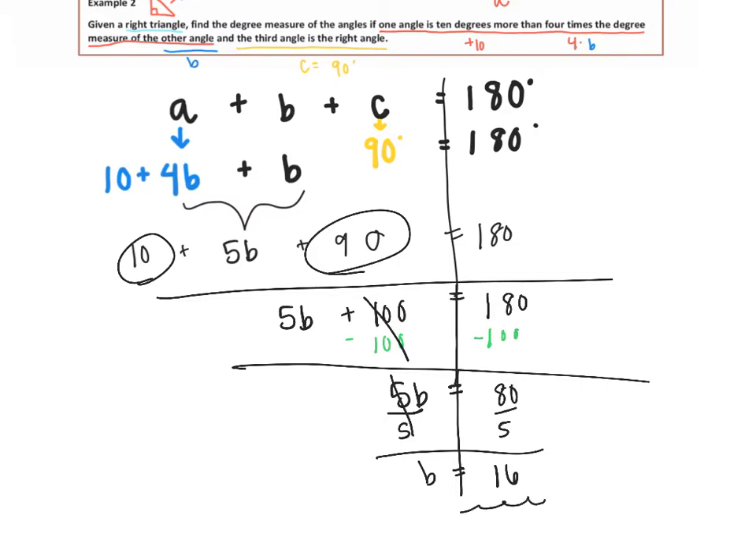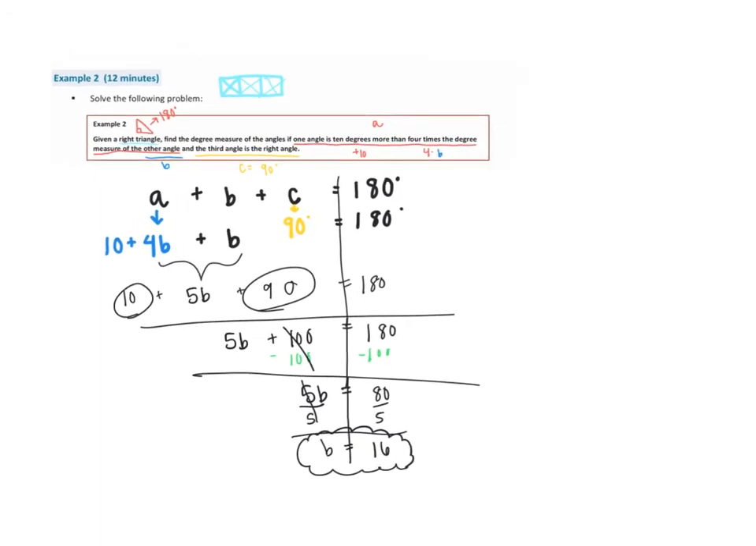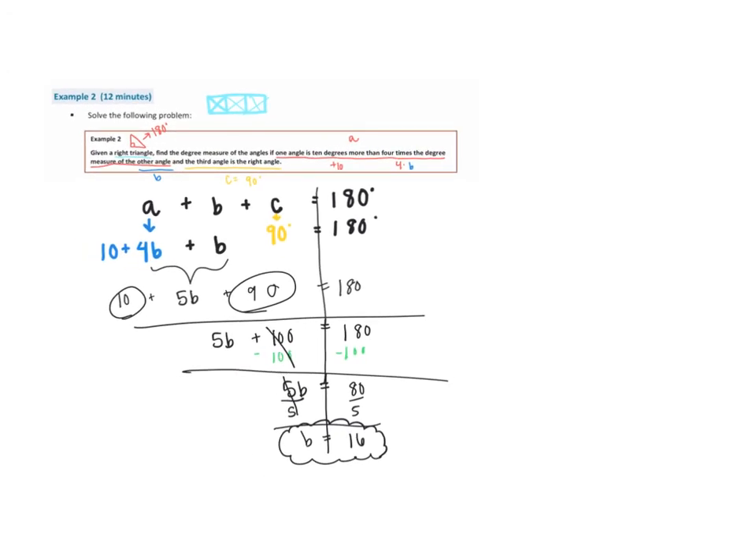So again, I'm not done with this because I only found out what b was. I still have to find out what a is, okay? So I need angle A, B, and C. So we knew C was 90 degrees from the beginning. We just found out that B is 16 degrees. We got to find A. So we know that A is 10 plus 4 times b. So I can just plug that in.